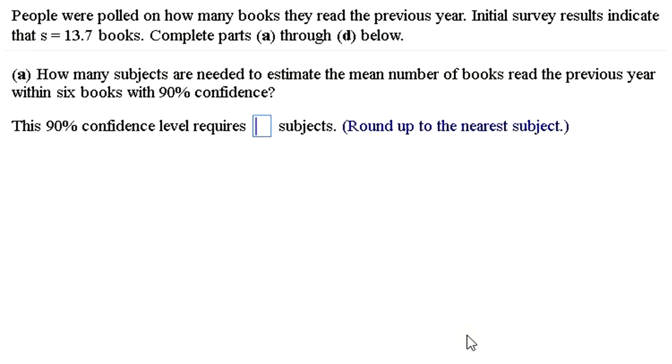People were polled on how many books they read the previous year. Initial survey results indicate that the sample standard deviation is 13.7 books. So now we're going to figure out what sample size is needed in order to establish a confidence interval for certain requirements. We want to know how many subjects, which is how big of a sample size is needed to estimate the mean number of books read within 6 books at 90% confidence.